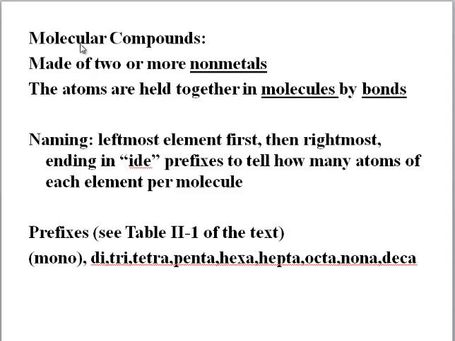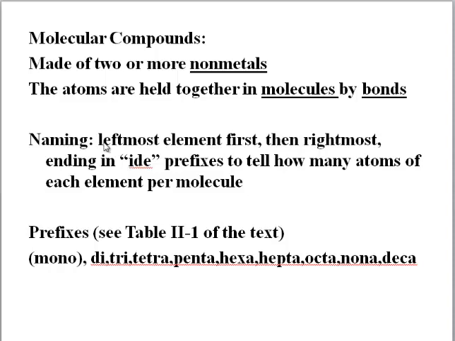Compounds fall into two categories. The first we'll examine is molecular compounds. Molecular compounds are made of two or more nonmetals. Remember, the nonmetals are on the right-hand side of the periodic table. And the atoms in a molecular compound are held together in molecules by bonds. At this point, you should simply think of a molecule as a cluster of atoms, and a bond is something that sticks two atoms together.